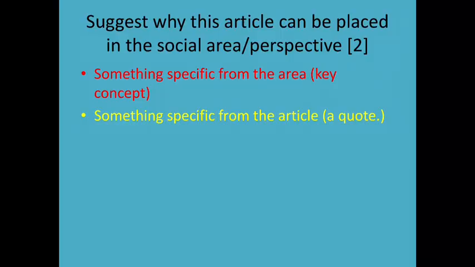And now you're going to do a question. Suggest why this article can be placed in the social area. I want something from the social area, a key concept, and then find yourself a quote showing that the presence of other people in the article has influenced behaviour. Take 2 minutes, write your answer, then we'll get on to the next one.